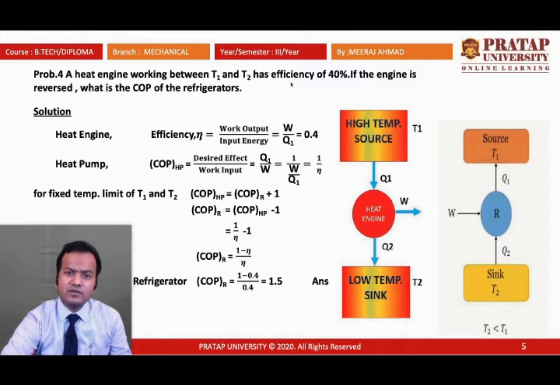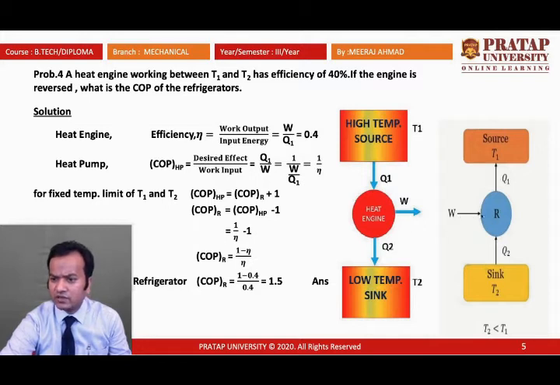In this problem only the efficiency is given. So this is the heat engine. The heat Q1 enters the heat engine, the work output is W, and the heat Q2 is rejected to the lower temperature, the sink, which you can say is the surrounding. And this heat engine can be reversed like that. The work is given to the refrigerator, and the heat Q2 is extracted from the lower temperature, and the heat Q1 is delivered to the higher temperature, the source.